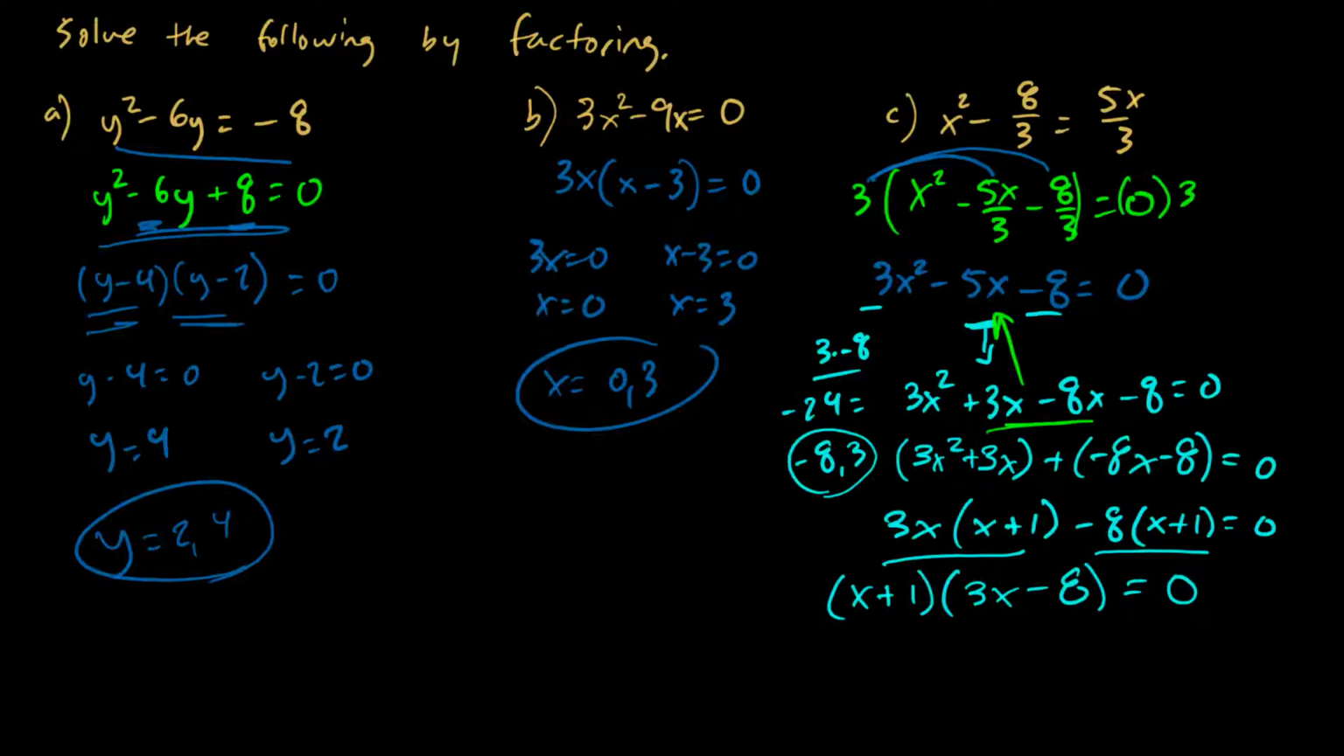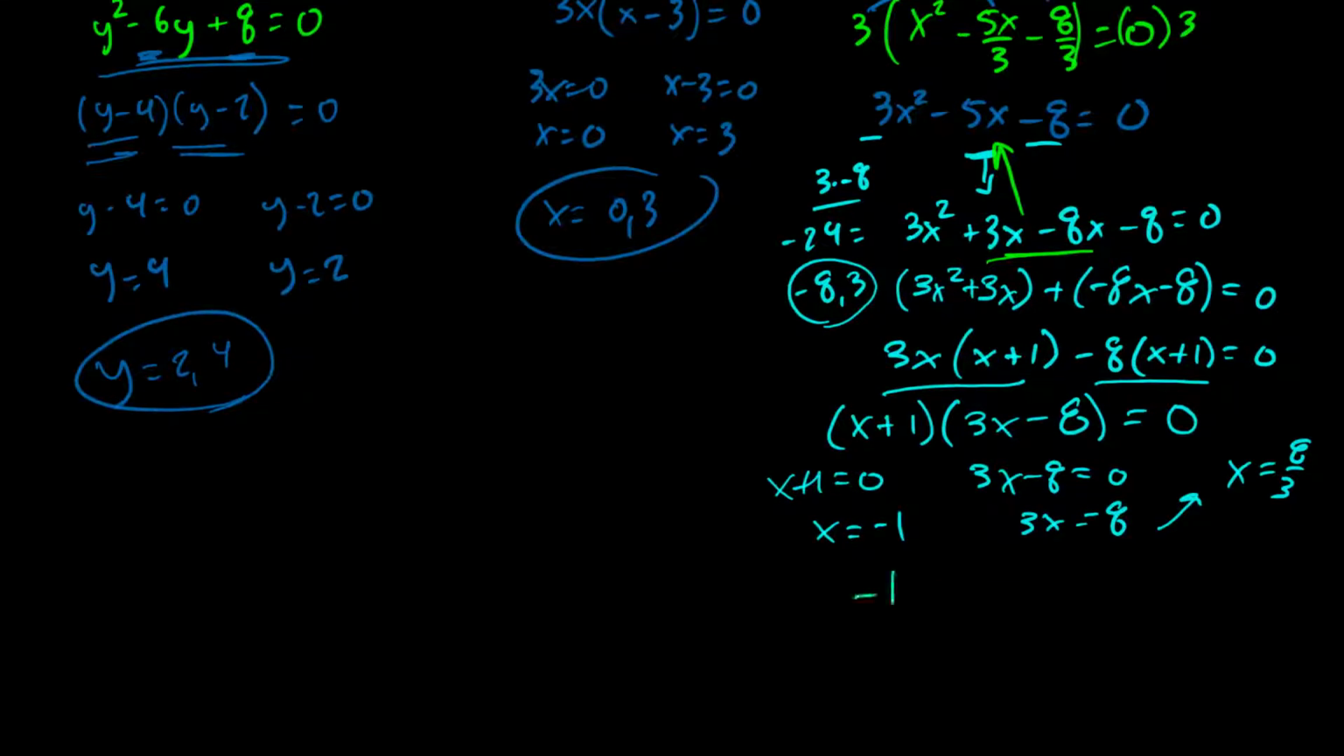I have factored it. So now I get the equations x plus 1 equals 0 and 3x minus 8 equals 0. So for the first one I end up with x equals negative 1. For the second one, let's see, I get 3x equals 8, so that would mean x is 8 over 3. Okay, so then as a solution, I'd probably write negative 1 and 8/3. So x equals those, and there it is.